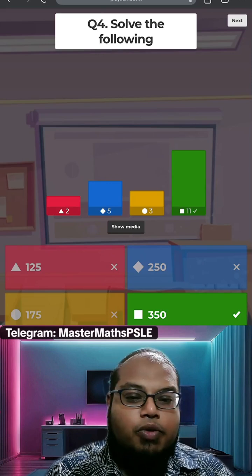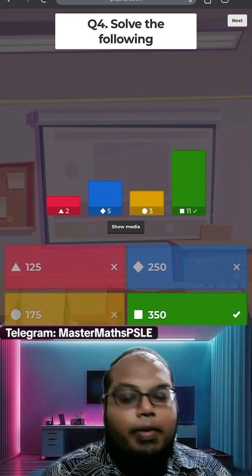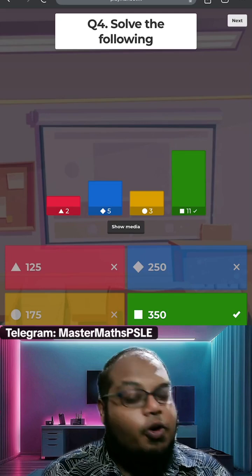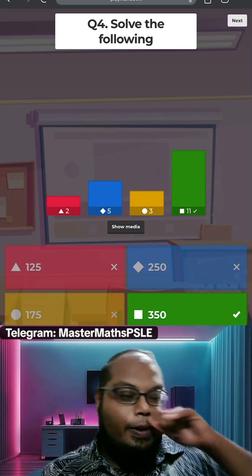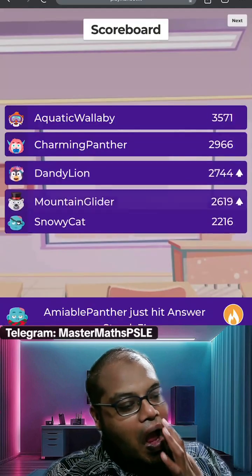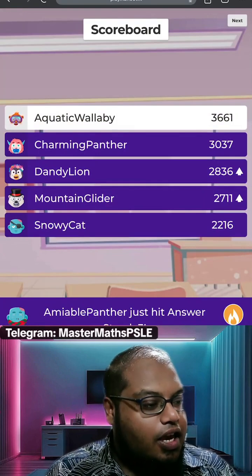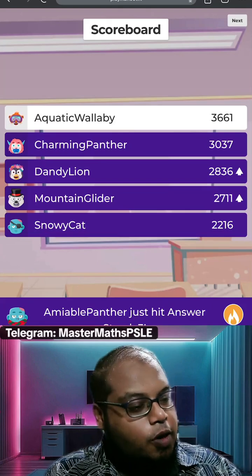Everything comes with a decimal. How can the rest be a decimal? Okay, never mind, I'll try to find out how it can be a decimal. Oh, you mean after you divide by 12, right? Something like that? Okay, yes. Aquatic Wallaby still first place. Good job.